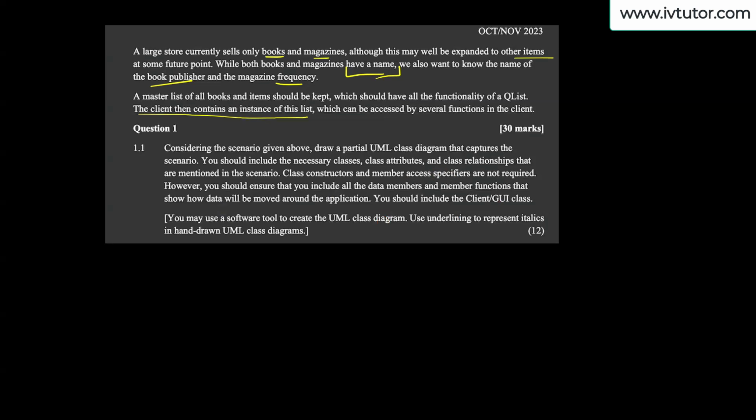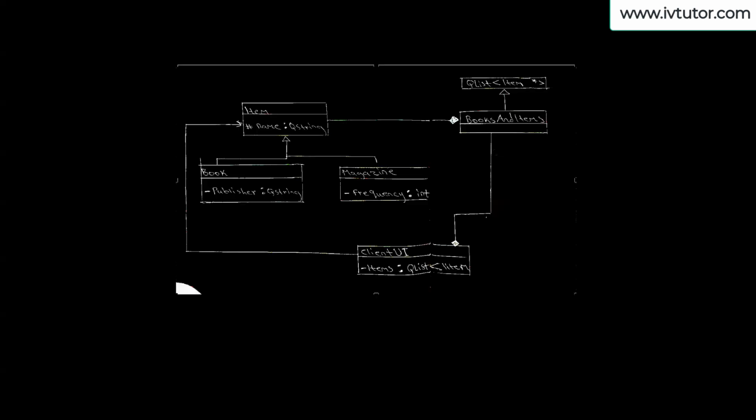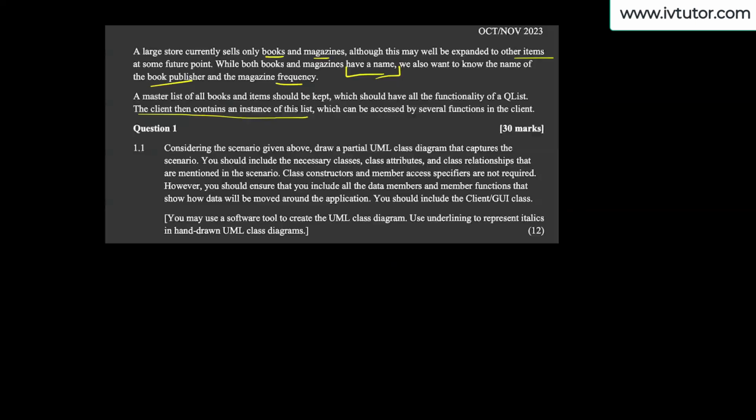So let's go straight into your attempt here for the sake of time. The first thing that I like is that you were given a book and a magazine, and you knew that these have to inherit from somewhere. This class was not given in the question. They simply said we've got books and magazines.